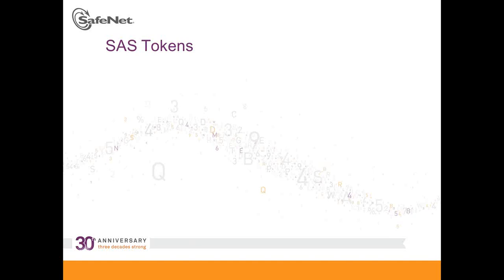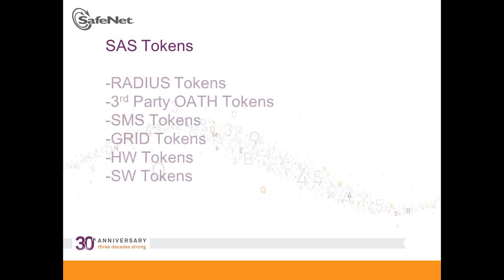The next section we're going to talk about is tokens. So we have many different types of tokens. We probably have more tokens than some of our competitors. So I broke them down as follows. We have Radius tokens. This is used for customers that are migrating from one vendor to another using Radius. We have third-party OATH tokens. We have our SMS-based tokens. We have our grid-based tokens, we have hardware tokens, we have software tokens.